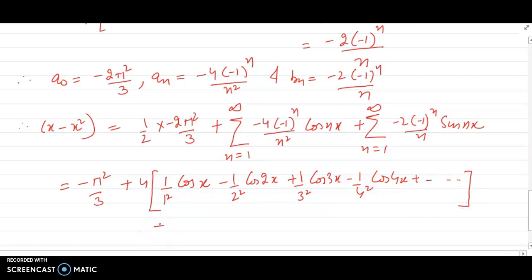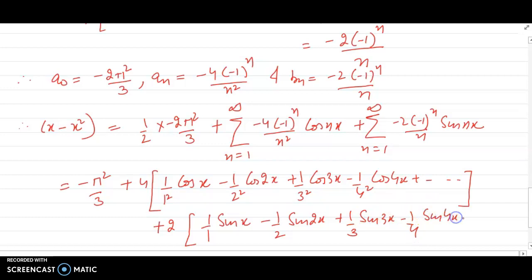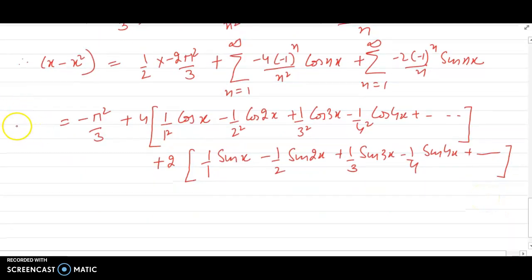I can write 2 outside. Again I can expand the series here. For n is equal to 1, I will get minus minus plus. I will get 1 by 1 sin x minus 1 by 2 sin of 2x plus 1 by 3 sin of 3x minus 1 by 4 sin of 4x plus so on. This is my Fourier series for the function x minus x square in the interval minus pi to pi.